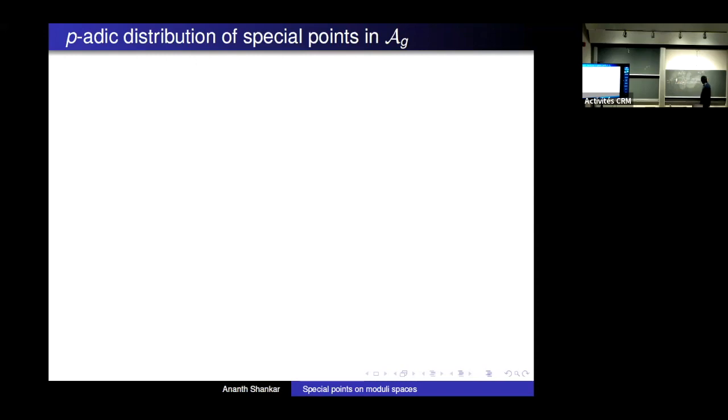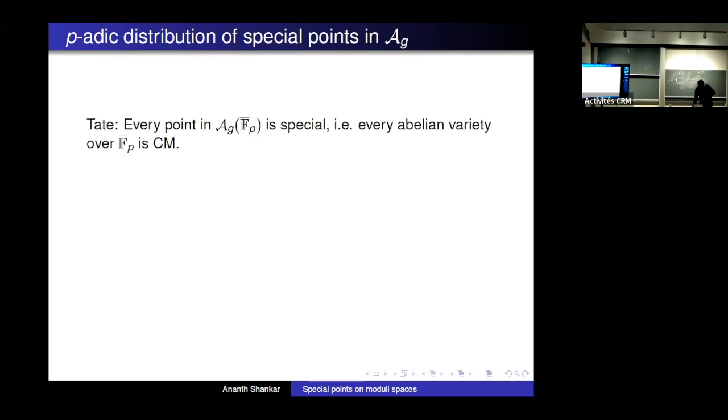So what points mod P are special? In this specific setting, that's the same as asking when an abelian variety over F_P bar is a CM abelian variety. And what Tate proves is that it always is. So every abelian variety over F_P bar is going to be CM, so every point over F_P bar is special. Extremely different from characteristic 0, where special points are countable and your space is uncountable. So things are different already.